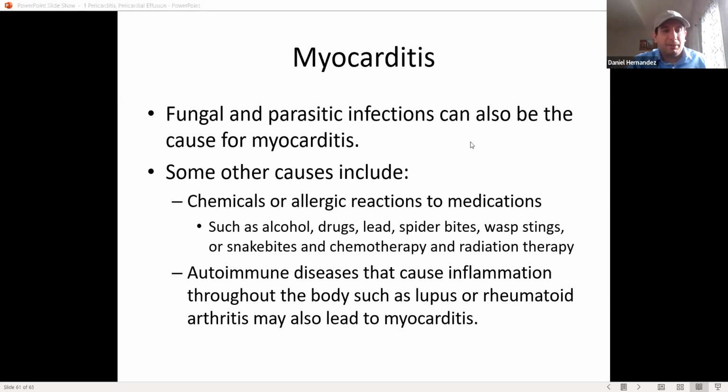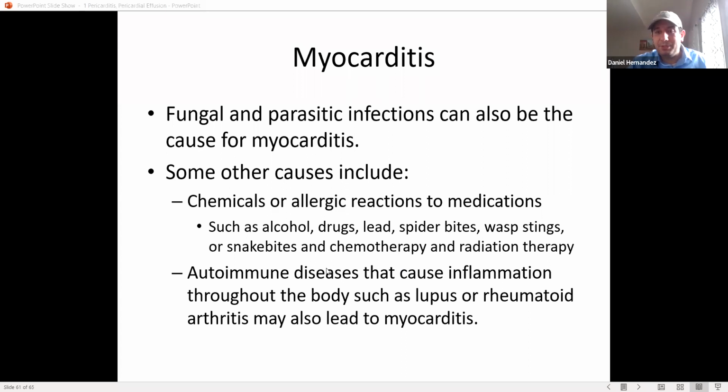Other potential causes for myocarditis could be fungal or parasitic in nature. Additional causes could be a chemical or allergic reaction to medications, such as alcohol or drugs, lead. Patients who have allergic reactions to things like spider bites, bees, or snake bites. Chemotherapy and radiation treatments can also potentially cause inflammation of the myocardium. And then again, autoimmune diseases.